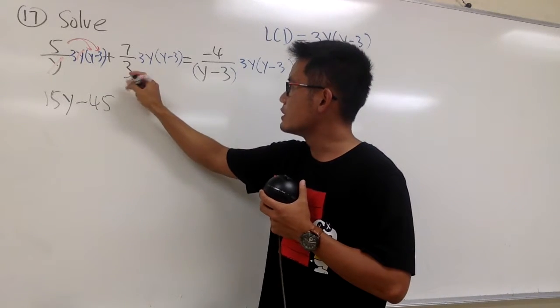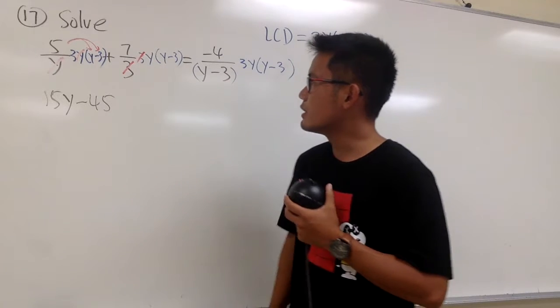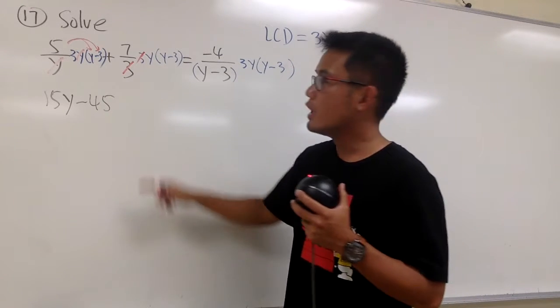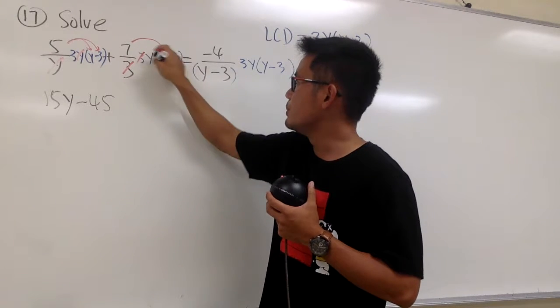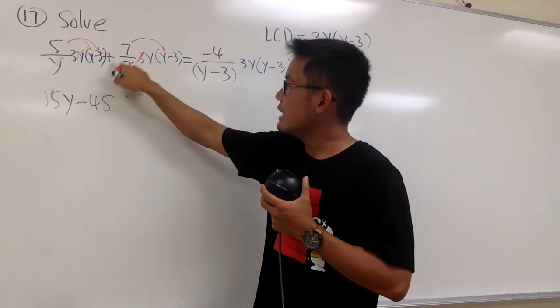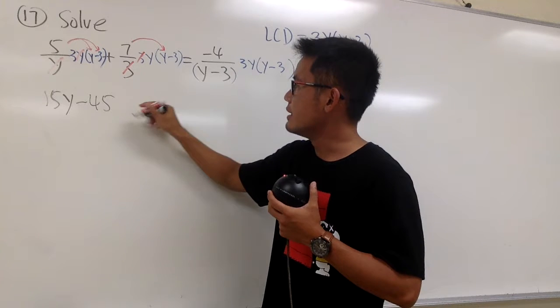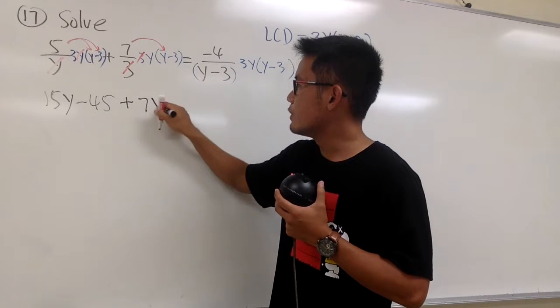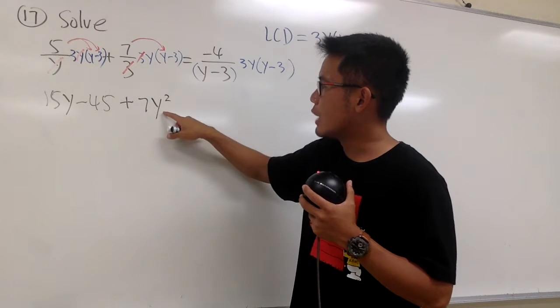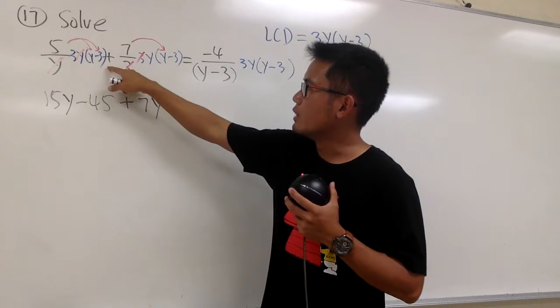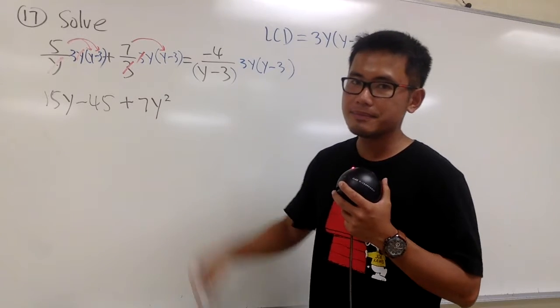Next, right here, you see that this 3 and that 3 can be cancelled. So let's go ahead and do that. And here we have positive 7y. We take that, distribute, okay? Positive 7y times y is going to be positive 7y squared. Once again, you see the y times y, that's how we get the y squared. And then we have the positive 7 times that, all right?